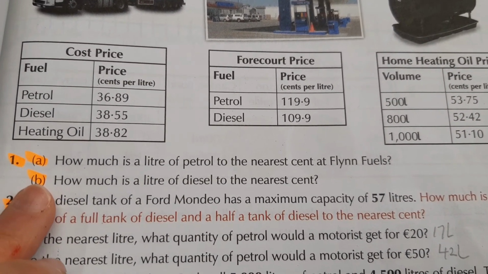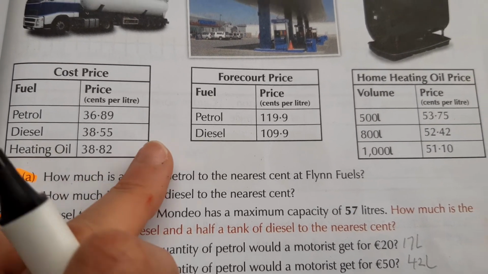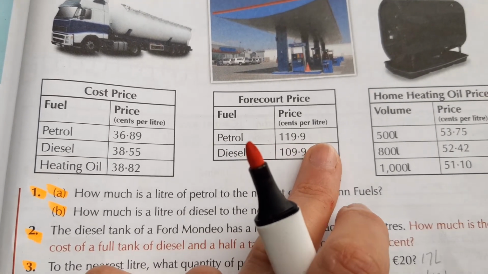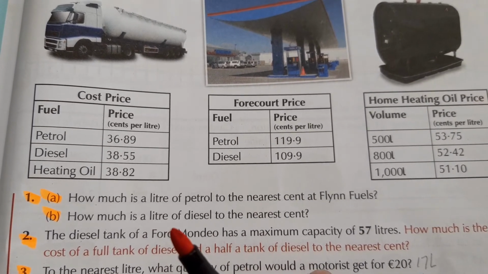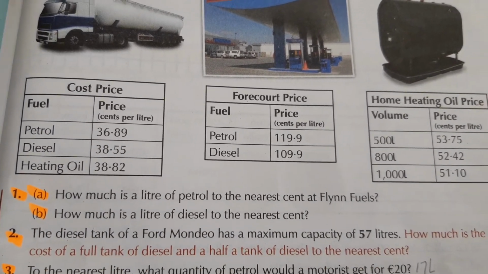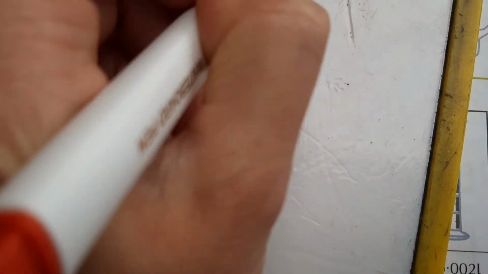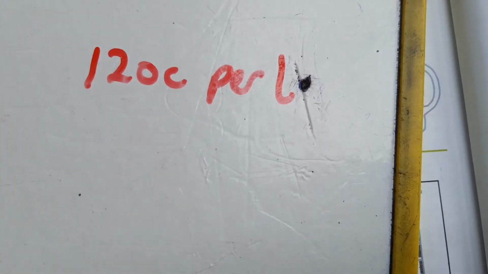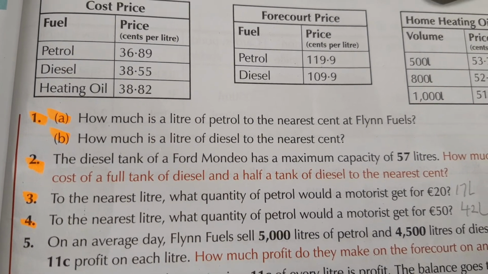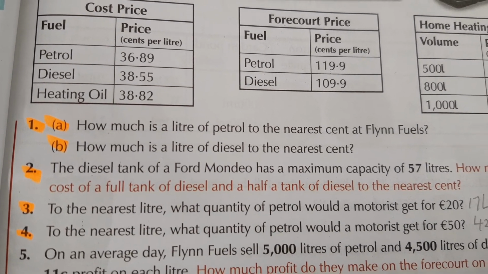Number 1A, how much is a litre of petrol to the nearest cent at Flynn Fuels? So if you look up here at the petrol price, that's 119.9 cent. So to the nearest cent, you round up the 0.9, so it would actually be 120 cent. So you can just write it as 120 cent per L, per litre. Okay. Second one, how much is a litre of diesel to the nearest cent? Again, you're rounding up, so you should have got 110 cent per litre.